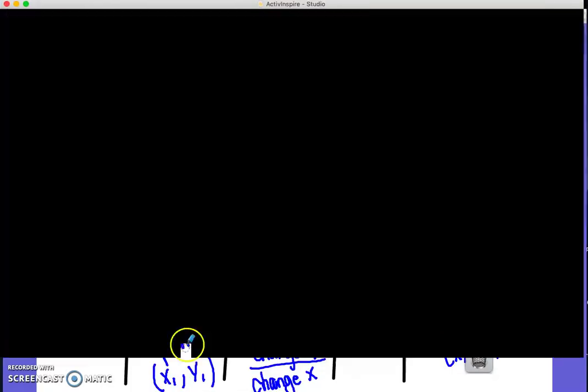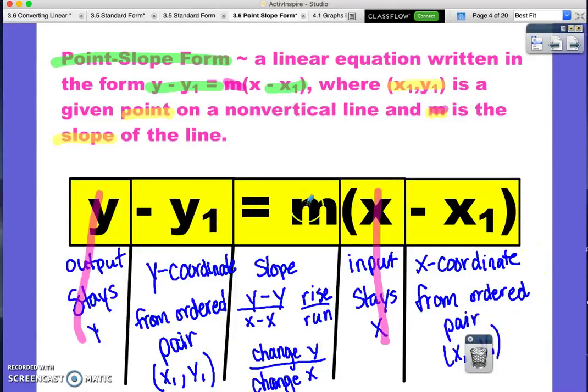This is the y coordinate from an ordered pair. It has to be the same ordered pair. So if you take the x, you have to take that y. So just this right here gets replaced with the y value. So if it's a negative, you have to put -1, and we'll talk about that later. The slope, you will have to find the slope by doing y minus y over x minus x. If you have a graph, you would do rise over run, or you could also do the change in the y over change of the x.